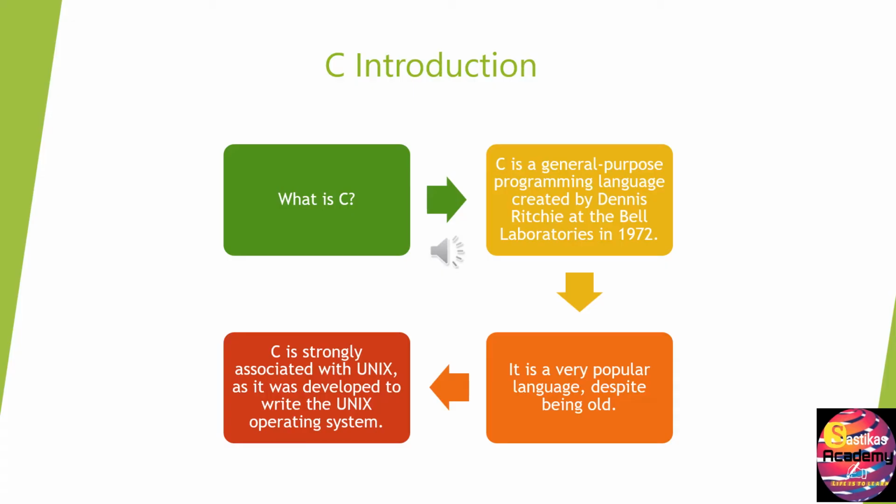Coming to the introduction part. First, what is C? As you all know, C is a general purpose programming language and it was created by Dennis Ritchie in 1972 at Bell Lab. It's a very popular language. Basically, a programmer must know C programming because it's a basic one for all programming. And it is strongly associated with Unix because it was developed to write the Unix operating system.